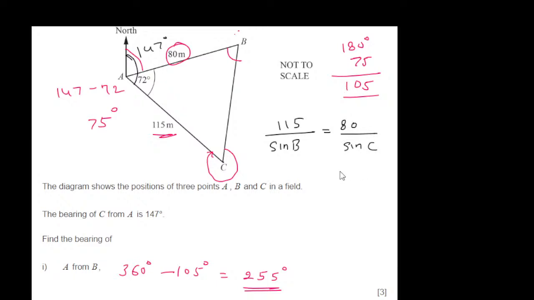But now the problem is that neither I know B nor I know C. I know the 72 degree, but its opposite side BC is not given. Okay, so can I calculate the value of BC then? Is it possible to calculate the value of BC?